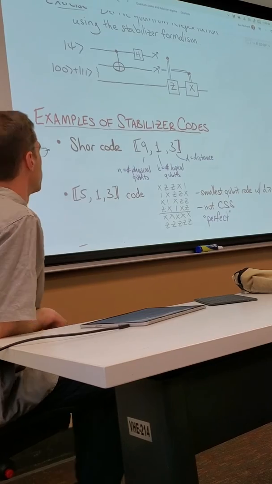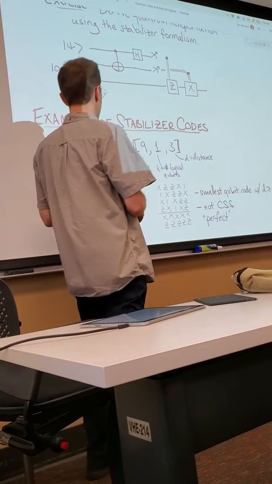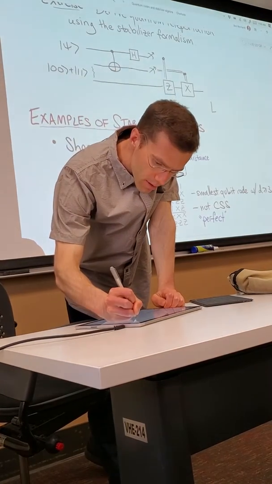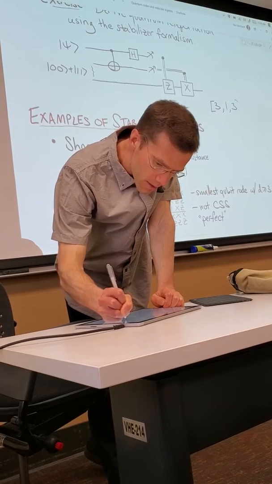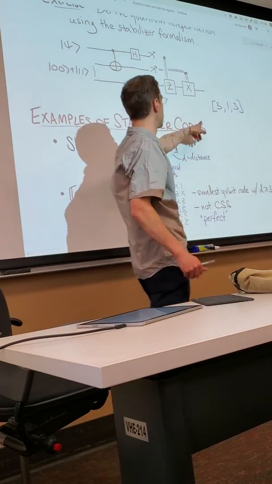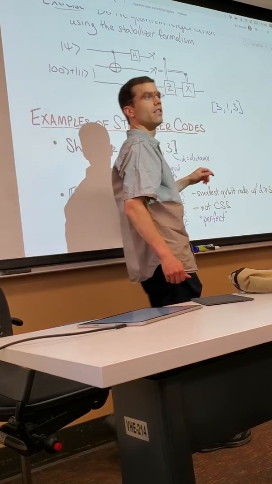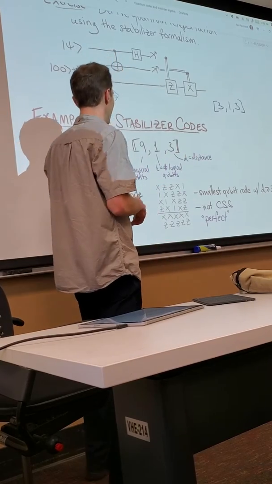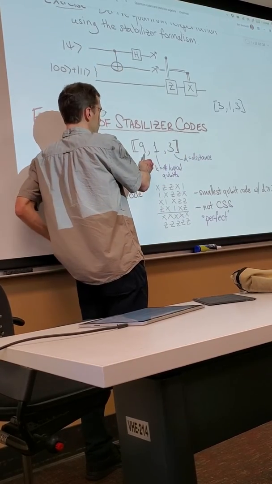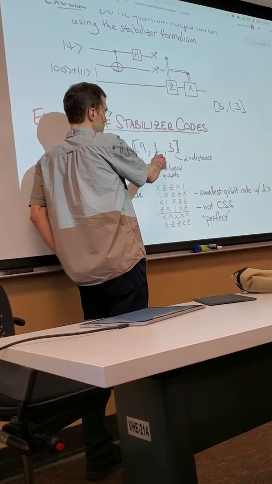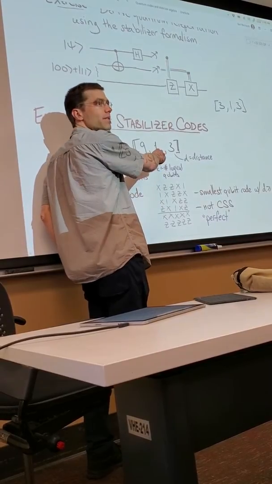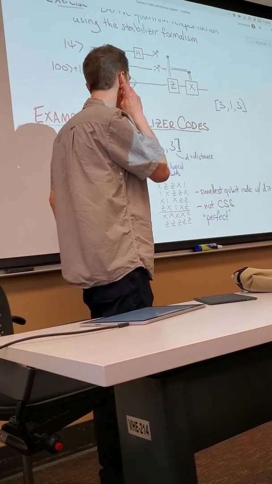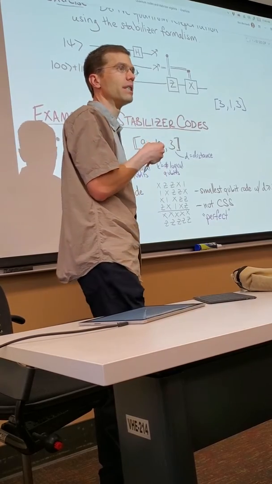So the 9 1 3 code. What these parameters mean is, first of all, a single bracket means a classical error correcting code. Double brackets means quantum, which is what we do. So double brackets, and then the first parameter is the number of physical qubits. The second parameter is the number of encoded qubits, and so the difference is the number of stabilizers. So this is 8 stabilizers. And the distance, it's the least weight of a non-trivial logical operator.